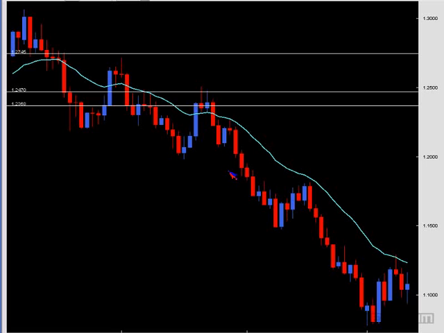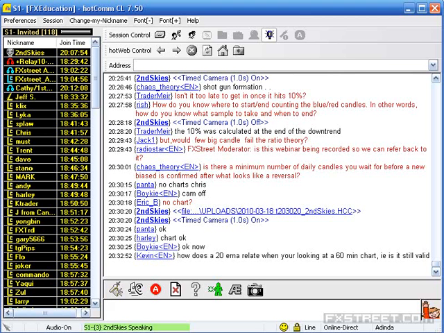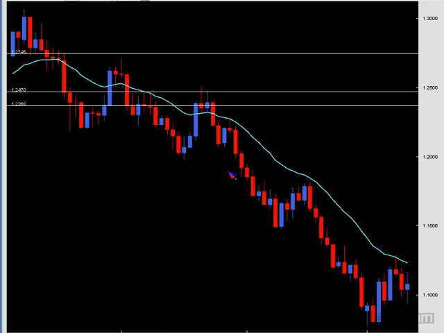Okay. Chaos theory. So that was the last one here. I want to answer 2 last questions and that's it. We'll have to wrap this one up. Is there a minimum number of daily candles you wait before new bias is confirmed after what looks like a reversal? There's not a minimum number of candles. The answer is actually, again, in the frequency and rhythm. I look for those to be disrupted.